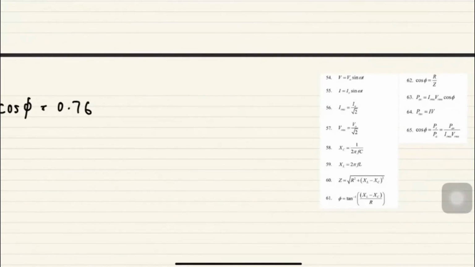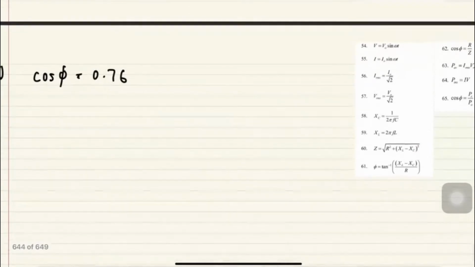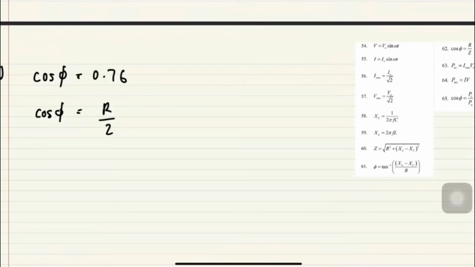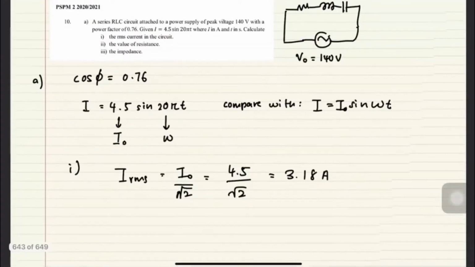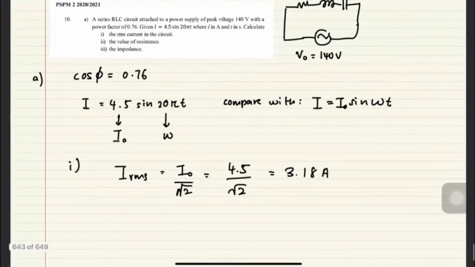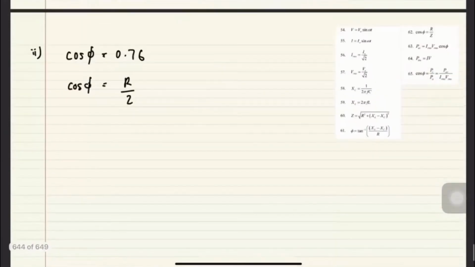Okay, let's say if you want to use equation 62. So basically, just write down cos phi equals R over Z. So you want to find R, cos phi is given. Now you just have to find Z first. Okay, to find Z, you do have the IRMS and V0. IRMS is there, V0 is given, and V0 equals 140 volt.